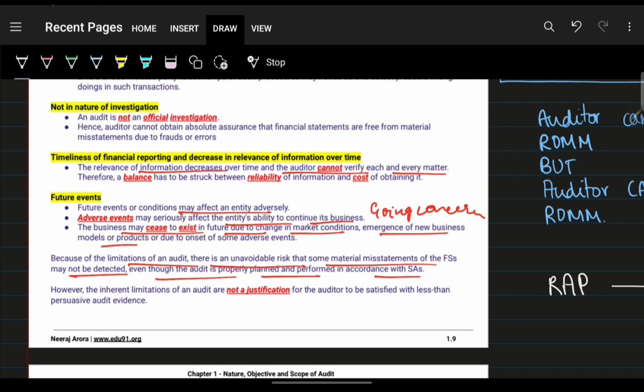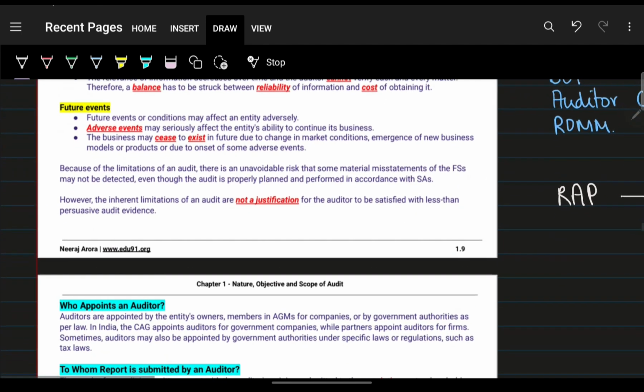Okay, so they can put this line maybe and say, there is an unavoidable risk, blah blah blah, and then they can just put a full stop and then put a comment on this. So when they put this, you have to understand that they're asking for the inherent limitations of an audit. You have to explain all of this in detail, depending on the amount of marks that they're giving, right? So you have to explain all this. That's it. Okay, we'll move on to the next point.